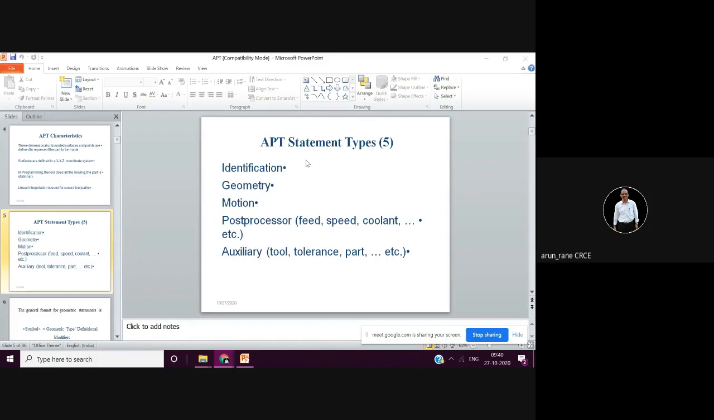The question which can be asked in the examination is that a drawing will be given and you will be asked to write an APT program. If you are lucky, then the question can be a descriptive one for 10 marks: describe various geometry, motion, post processor, and auxiliary statements with examples. You have to describe these statements, of course, with examples. Students sometimes find APT programming a bit difficult, but instead of that, this definition of statements is easier.